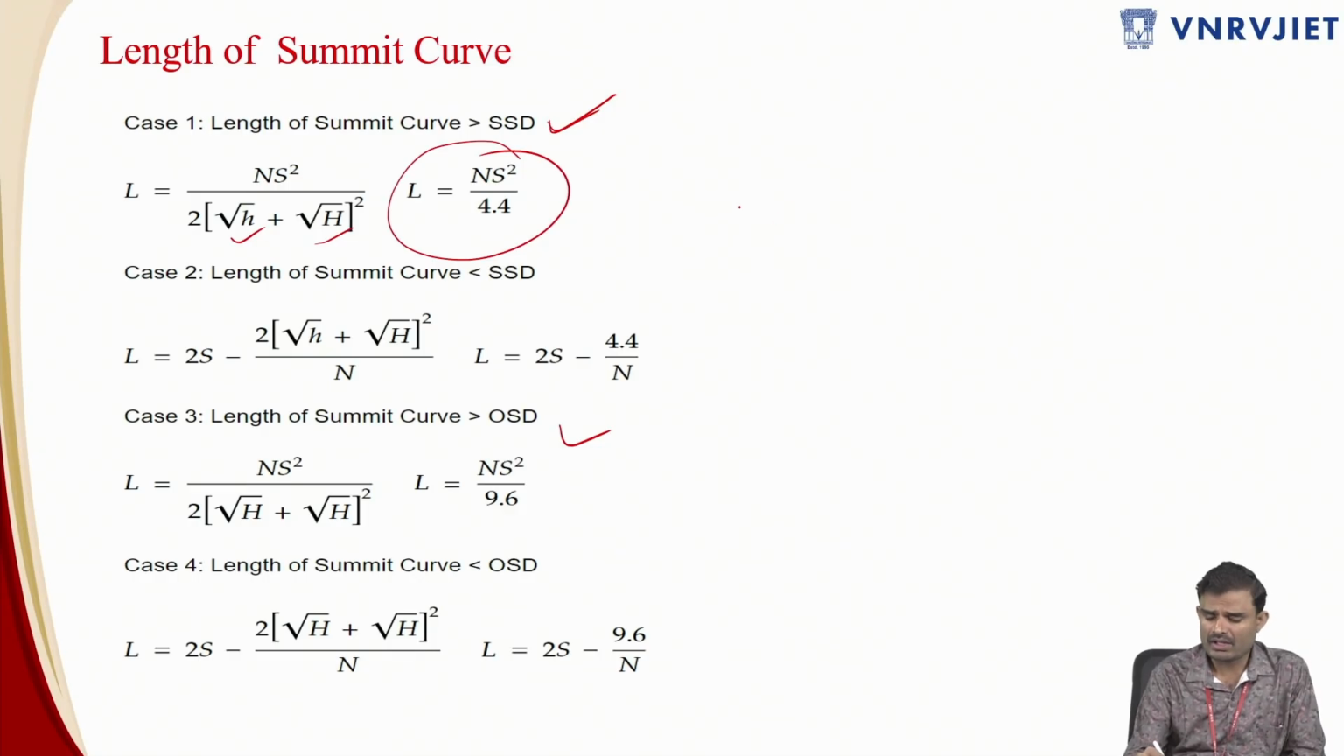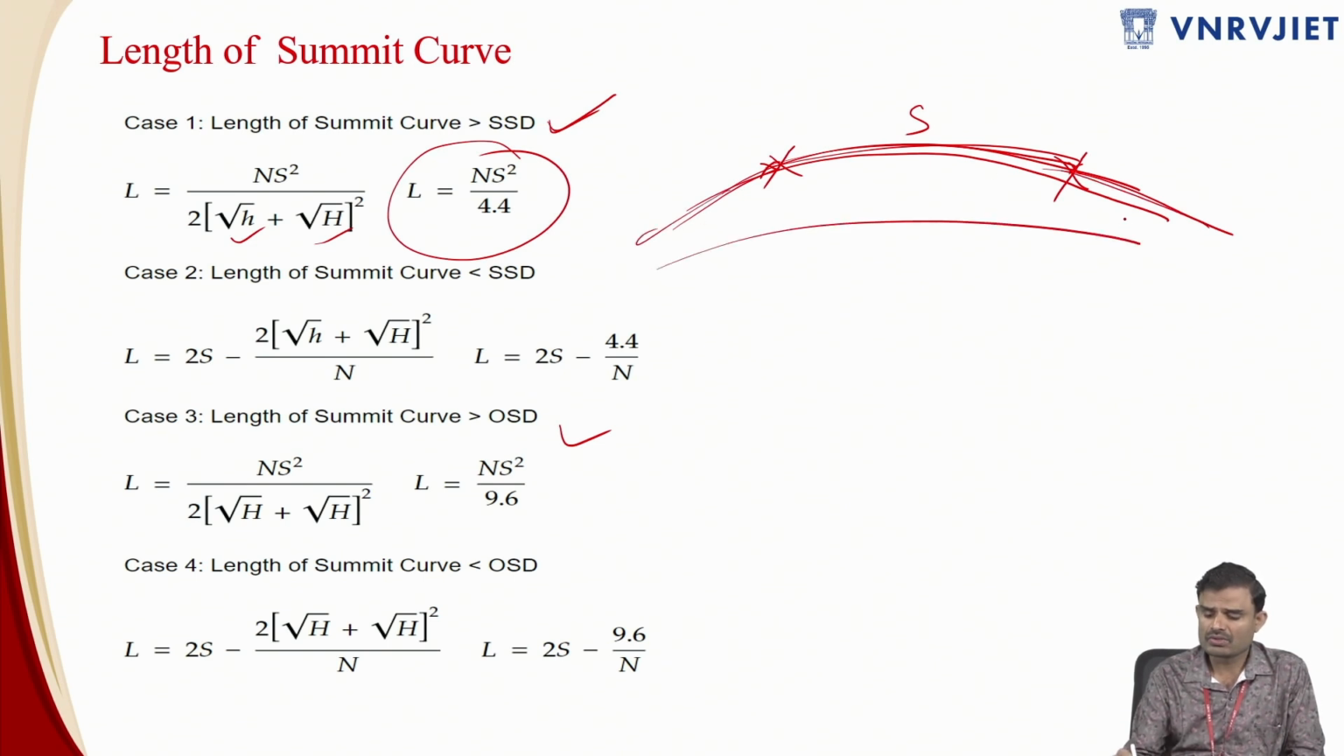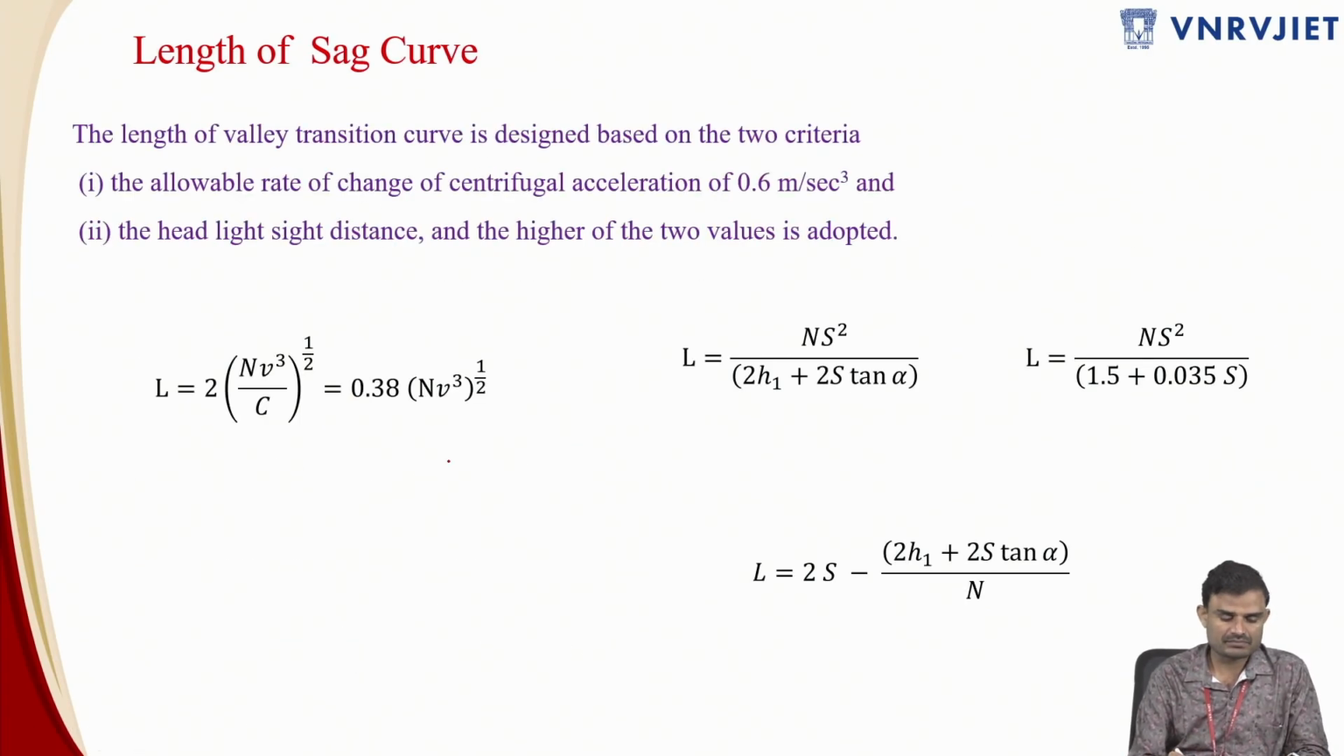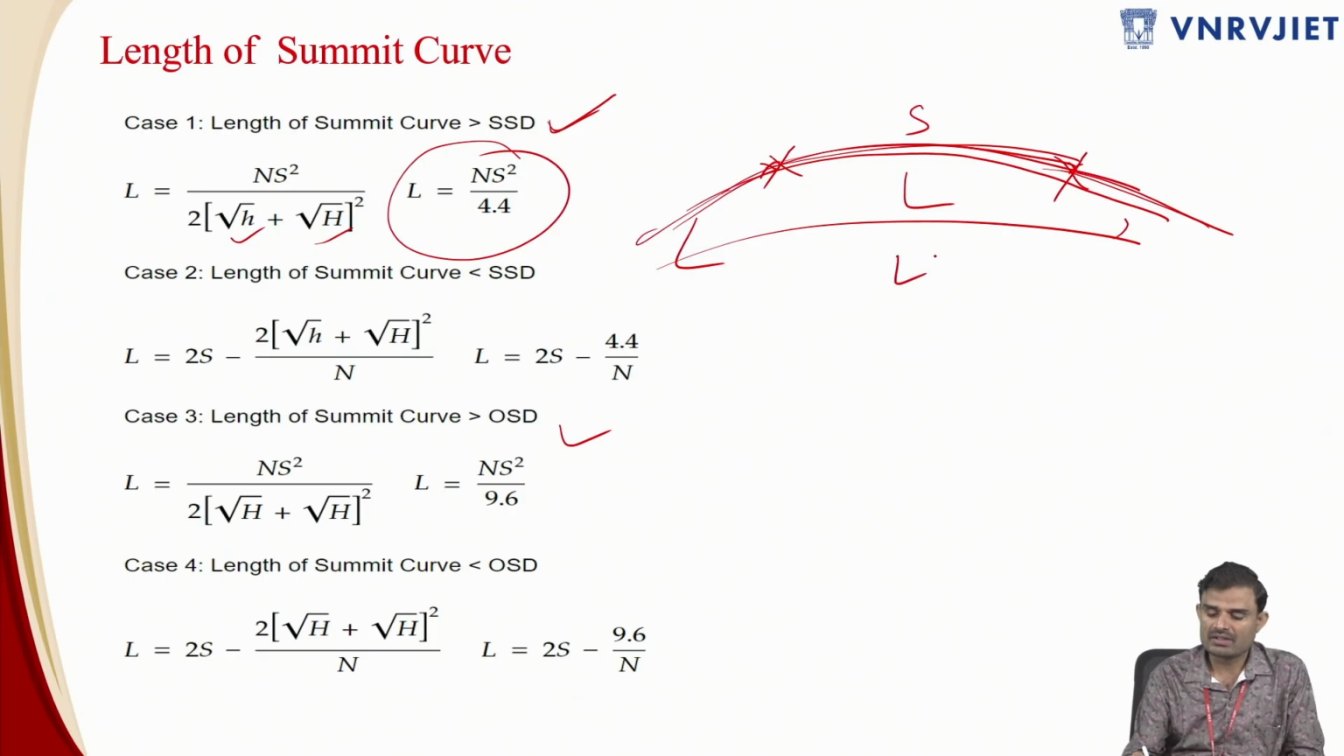Here there is a problem. So there is a summit curve like this, and this is the amount of sight distance required. Let this be S. We don't know whether the length of the summit curve will be more or the sight distance will be more. So let this be S, stopping sight distance or overtaking sight distance, and let this be the length of the curve. Whichever is higher, we don't know. So in the first condition, you have to assume that the length of the summit curve, this L, is greater than S, then you have to use this formula.